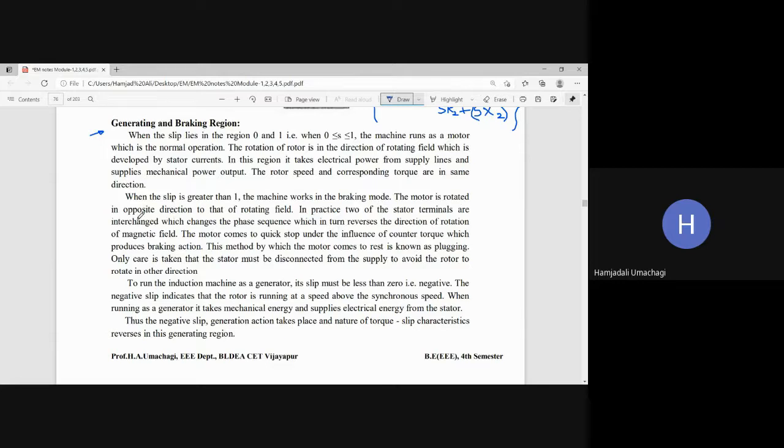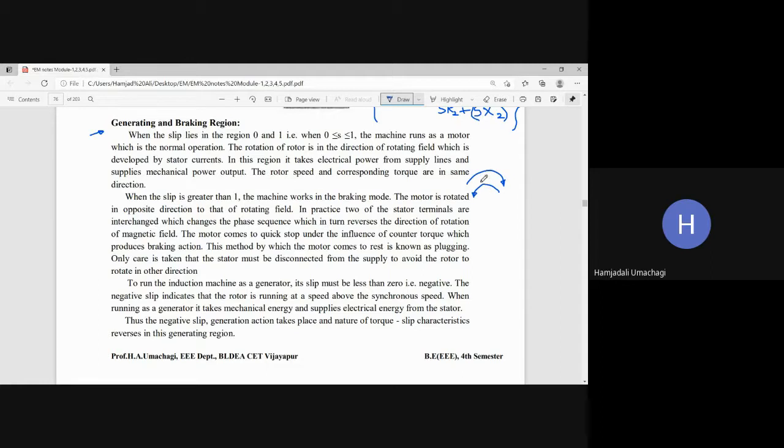So the motor is rotated in the opposite direction to that of the rotating magnetic field. When slip is equal to 1 or greater than 1, the induction motor rotor will be made to rotate opposite to the rotating magnetic field. If the rotating magnetic field, which is because of the stator winding, is rotating clockwise, then the rotor will rotate in the opposite direction. So the net effect will be what? RMF is in the clockwise direction, and the rotor direction is anti-clockwise.